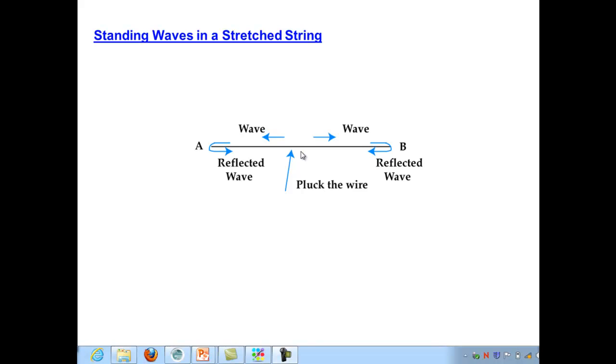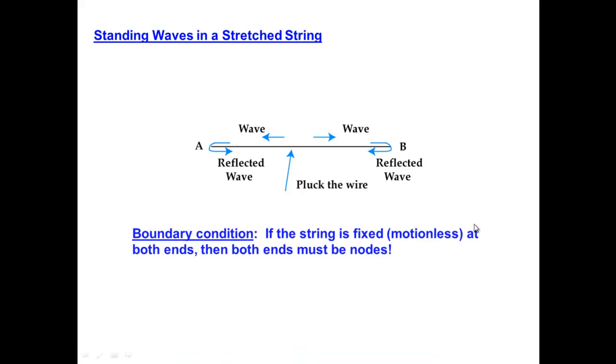So first of all, we can see that if the string is fixed, which means motionless at both ends, if somehow that string runs over a wooden piece that holds it and keeps it from vibrating, then the boundary condition for this string is that both ends have to be nodes. There can't be any motion of the string at the ends. And that boundary condition is what imposes the requirements that we can use to figure out the frequencies of the standing waves that are set up.